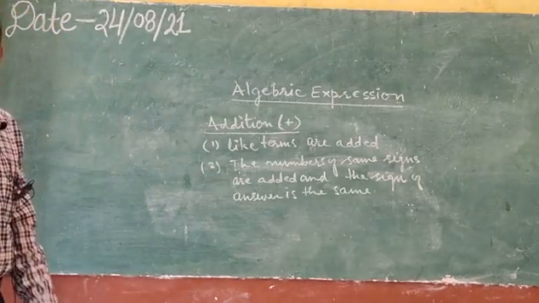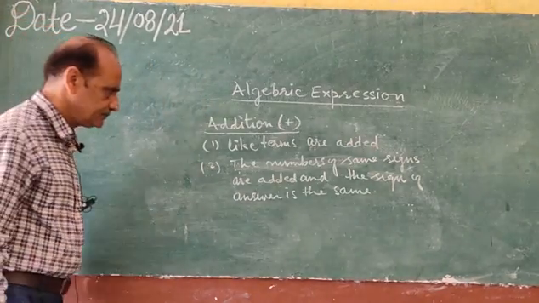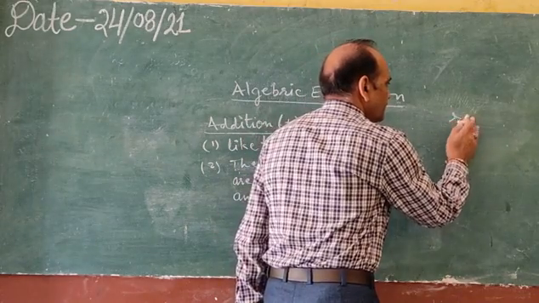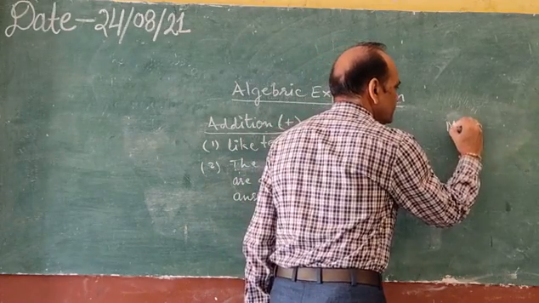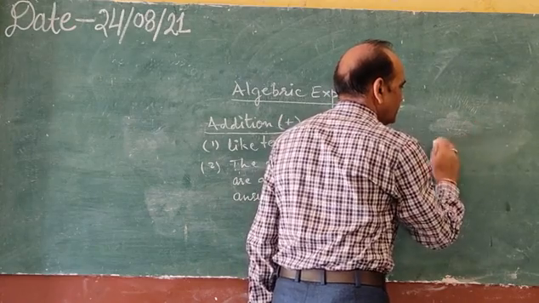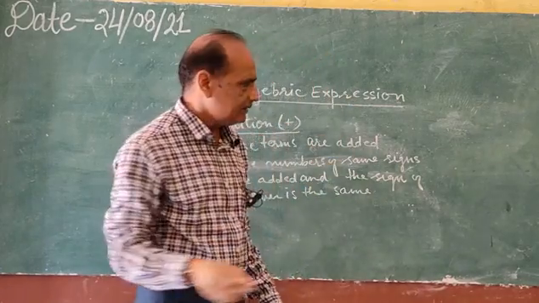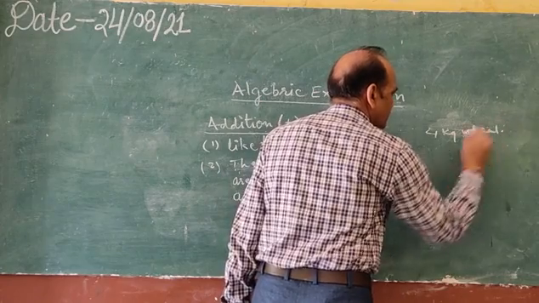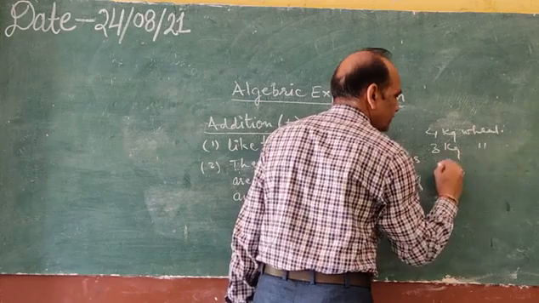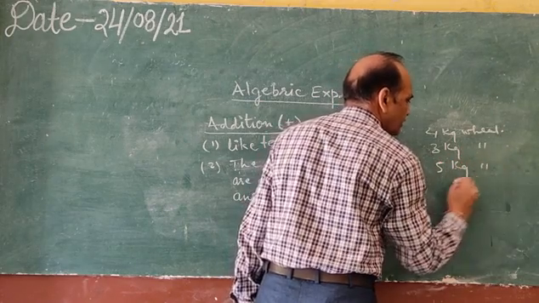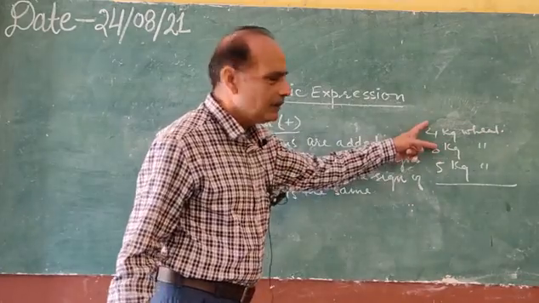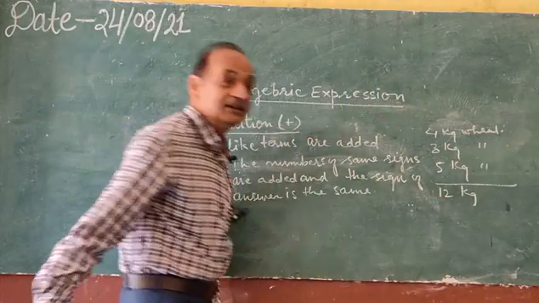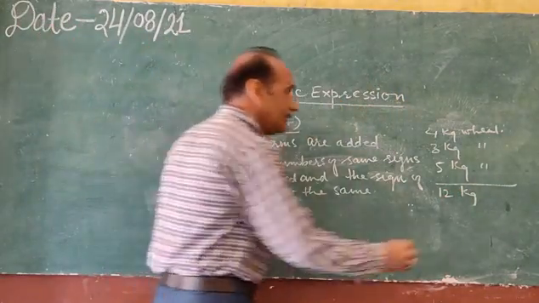I am giving you a simple example. Suppose there are any commodities like this: 4 kg wheat, 3 kg wheat, 5 kg wheat. What will be the answer? 4 plus 3, 7 plus 5, 12 kg of rice or wheat? It will be wheat.